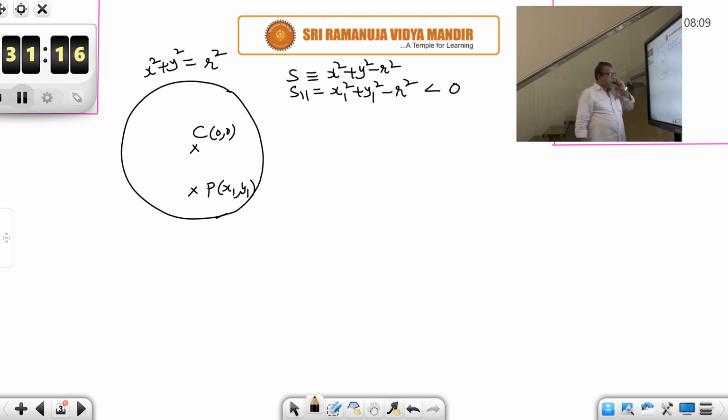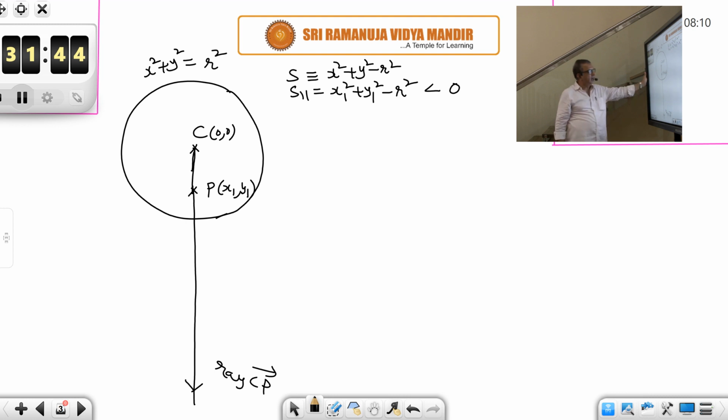Now, we are saying that the polar is away from the circle, but how far away and in what direction will be fixed like this. Join the center C to the point P and produce it in only one direction. That means consider this ray CP.